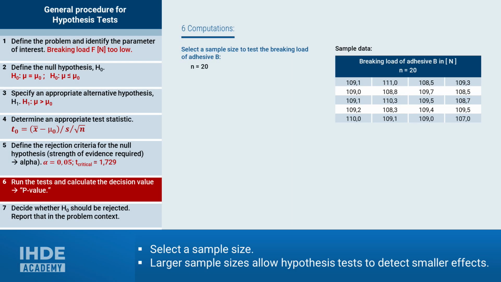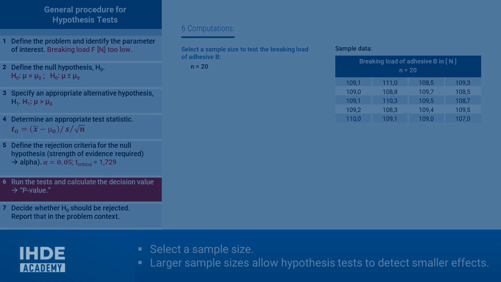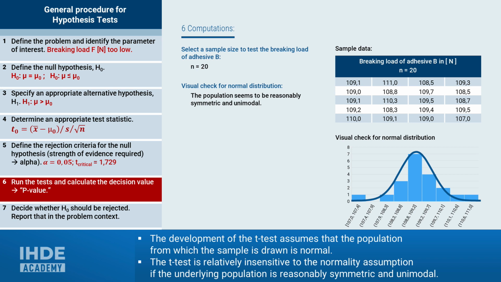Now that we have set up the decision criteria, we have come to the actual p-value calculation. 20 samples were produced with adhesive B and tested. The breaking load values are given in this table here. The t-test assumes that the population from which the sample was taken is normally distributed. Visualizing the values in the histogram with the superimposed normal distribution curve should suffice here as proof. The population appears to be reasonably symmetrical and unimodal, so it has only a single highest value.